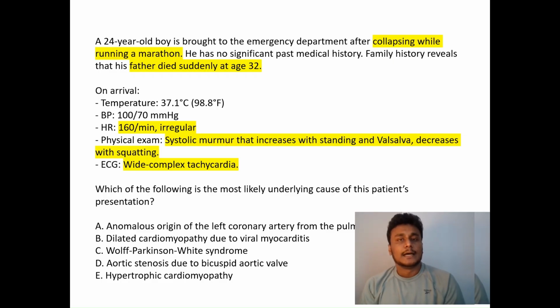So the left coronary artery is something that supplies blood to the left side of the heart, and the pulmonary artery is a big artery that takes blood away from the heart into the lungs for oxygenation. In certain congenital anomalies, the left coronary artery arises from the pulmonary artery.